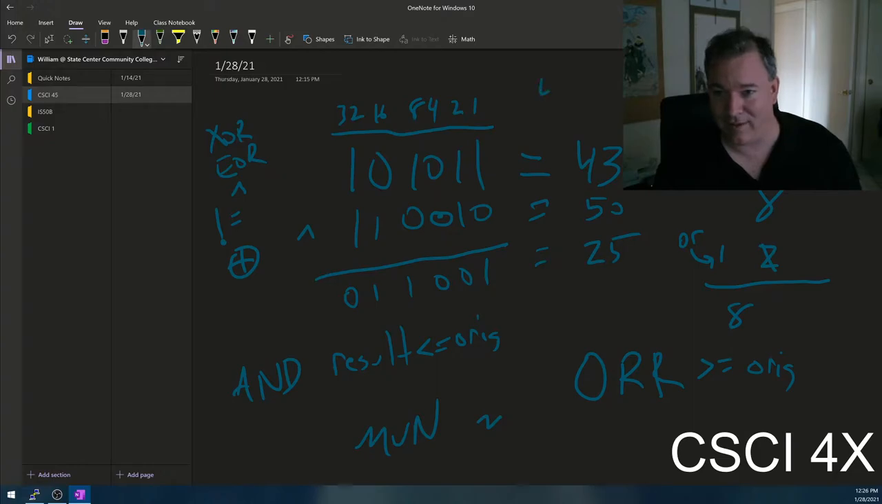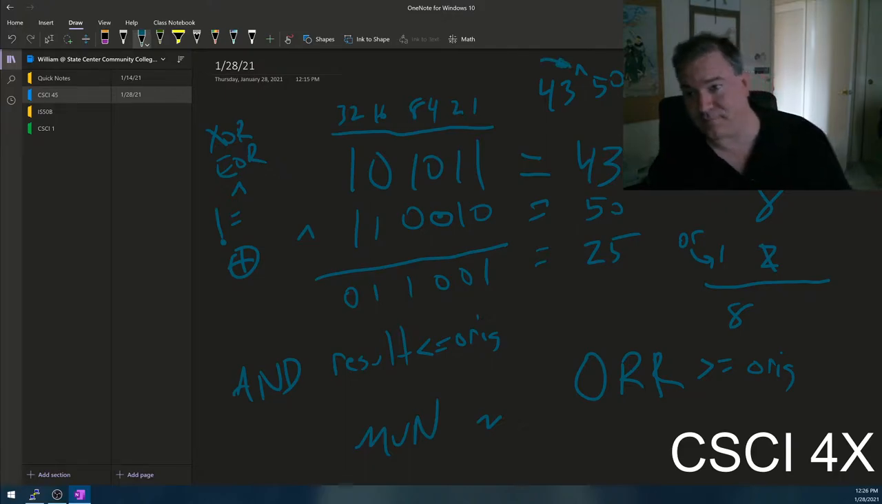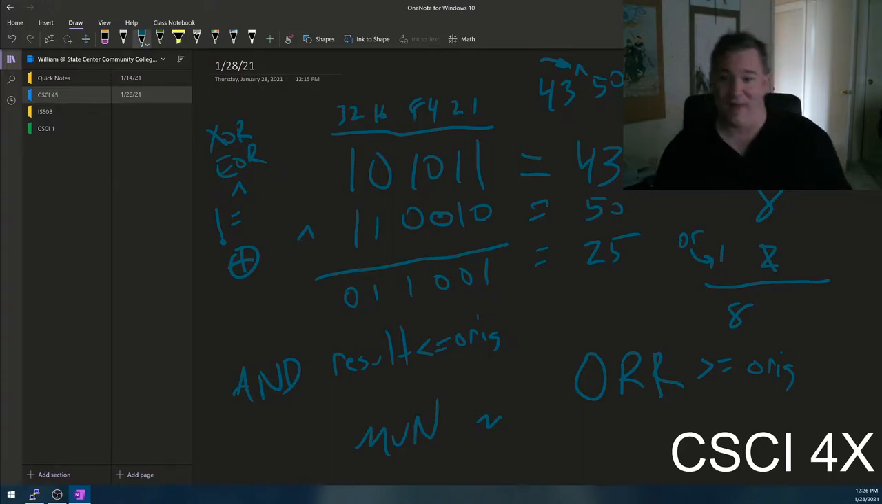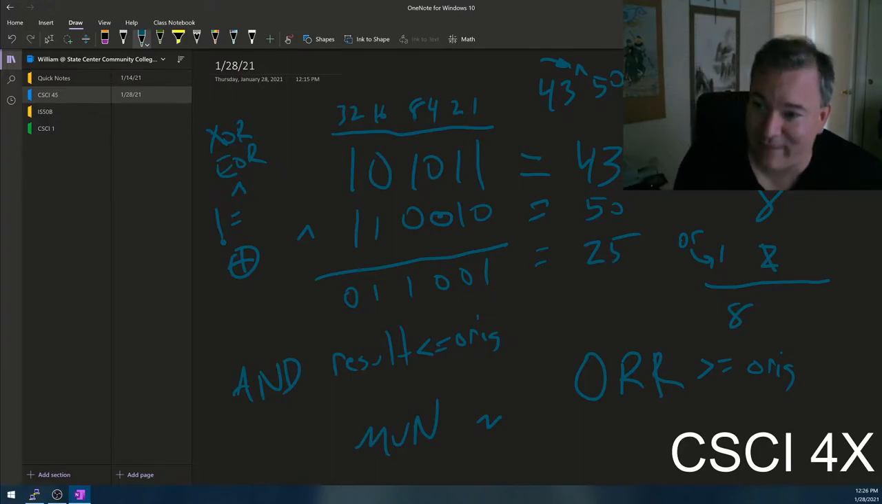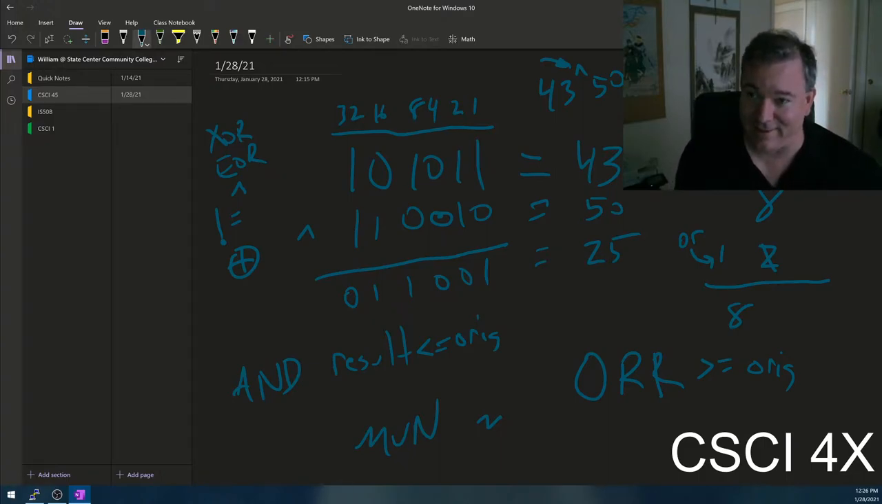You know, a lot of CS 140 students write this, like 43 to the 50th power, and they're like, the answer is 25. What just happened? Did I overflow? It's like, no. You didn't do exponentiation, buddy. You did XOR by accident. And to me, that's a really unfortunate choice of symbol. Because everybody uses caret to mean exponentiation, and in C, it means XOR. When they could have used, I don't know.